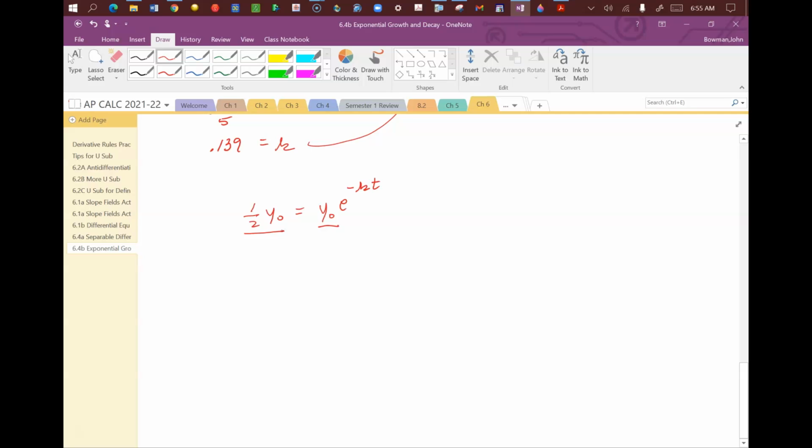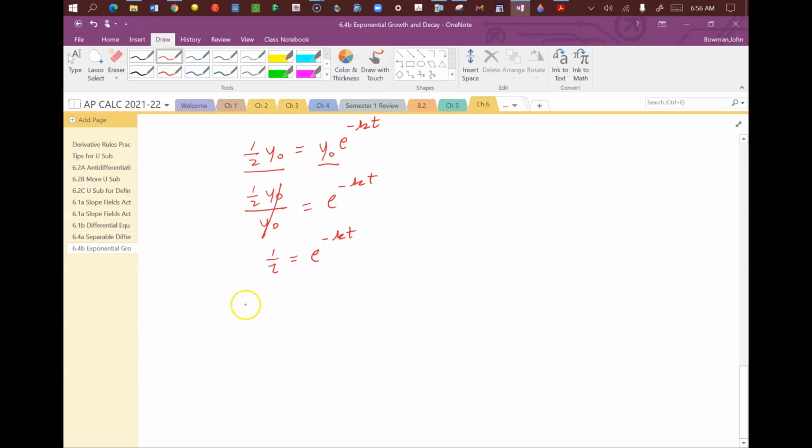So we would divide both sides by y0, and we would have 1/2 y0 divided by y0 is equal to e to the negative kt, or basically 1/2 is equal to e to the negative kt. So then what are we going to do? We're going to take the natural log of both sides. So the natural log of 1/2 is equal to the natural log of e to the negative kt, or negative kt is equal to the natural log of 1/2.